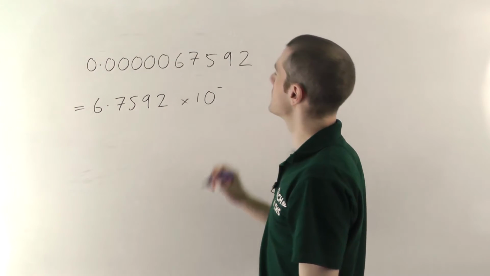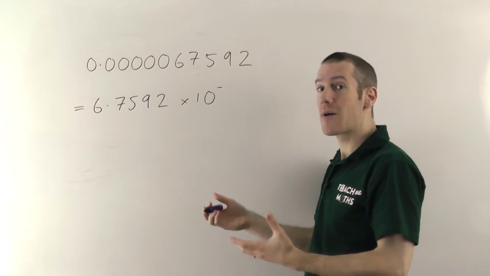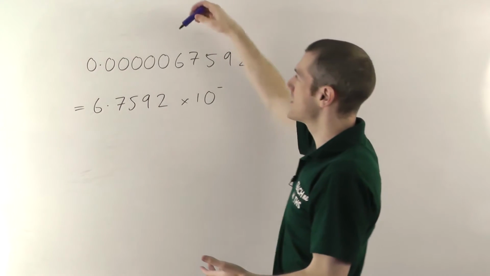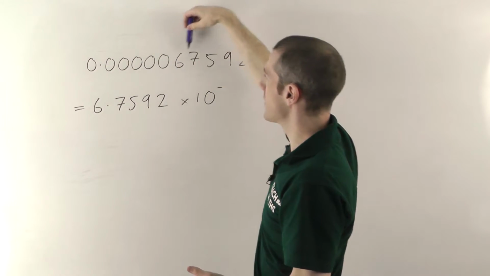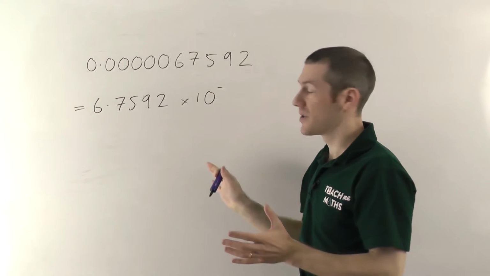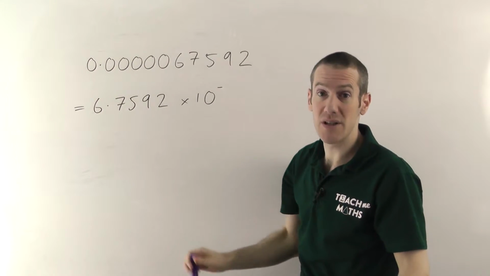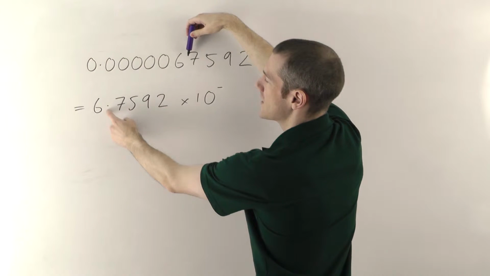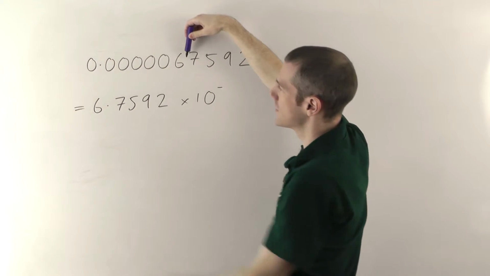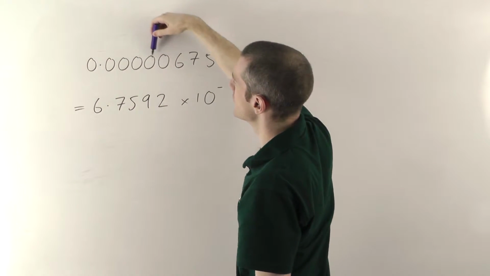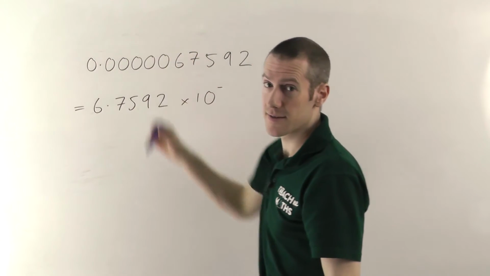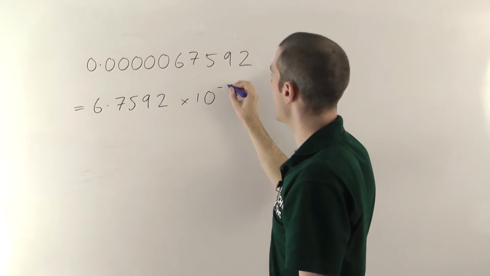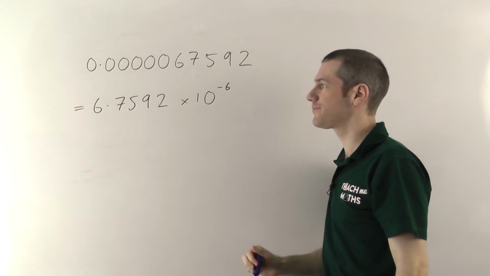So you can put the minus in straight away, but then you're simply counting how many times you move the decimal point again. In this case we're going to the left rather than to the right like we were before, but it's exactly the same in that you just count how many times it's moved. So we're putting the decimal point between the 6 and the 7, so to get it all the way over to here, 1, 2, 3, 4, 5, 6. It's moved 6 places, so the power becomes minus 6.